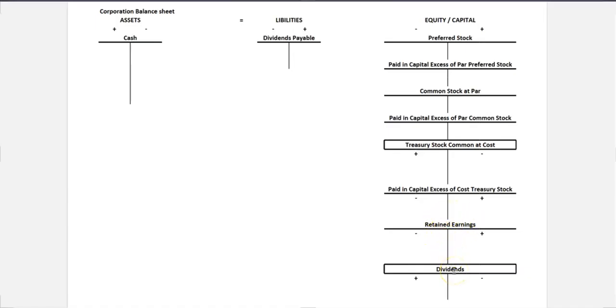And then we have dividends, and dividends is a temporary account. We'll talk more about dividends after, but it's a contra account to retained earnings, which means we'll be closing it out to retained earnings at the end of the year. So dividends are part of retained earnings. Dividends come out of retained earnings.